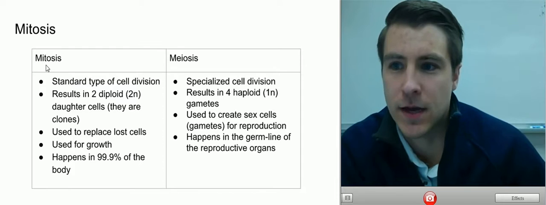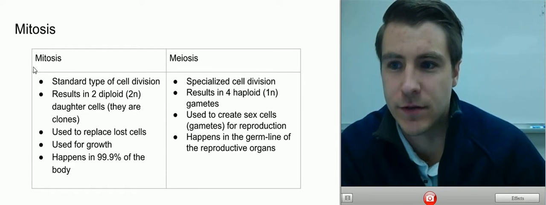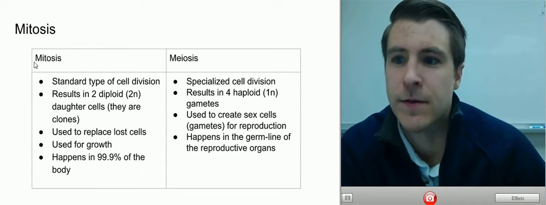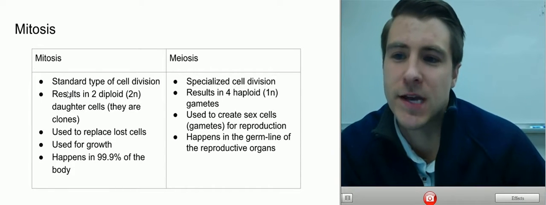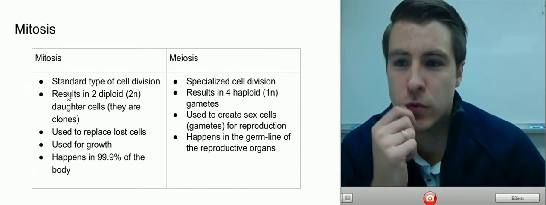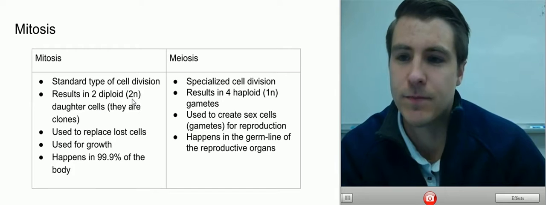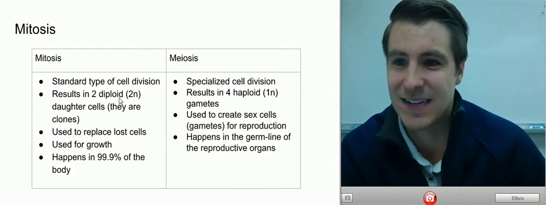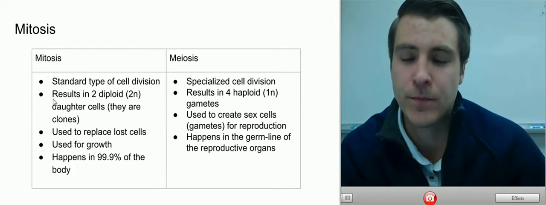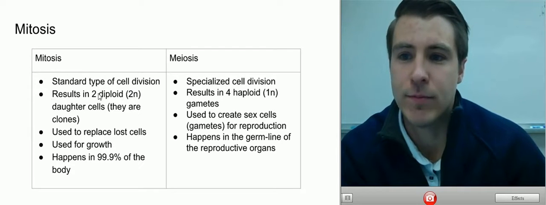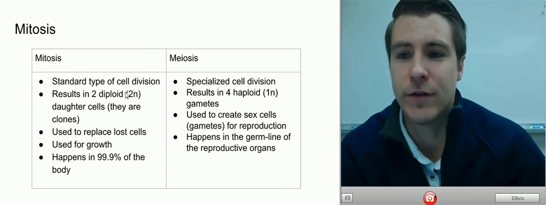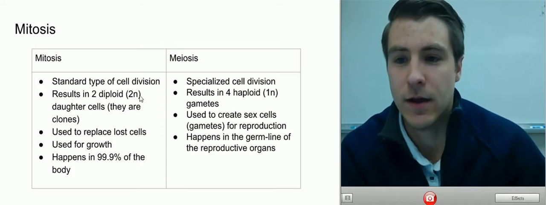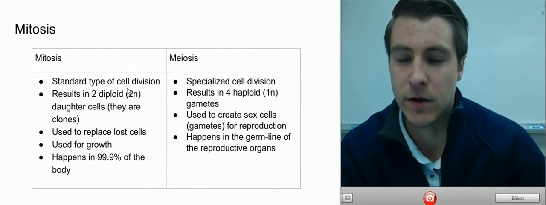I want to first talk about our standard type of cell division, which is called mitosis. This particular type of division results in two diploid cells. These two cells are exact clones of the original cell, and they are what we call diploid, which means they have two copies of every chromosome. This is standard. 99% of the cells in your body are this way.